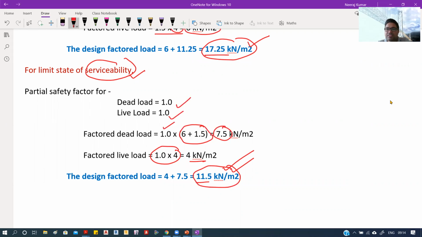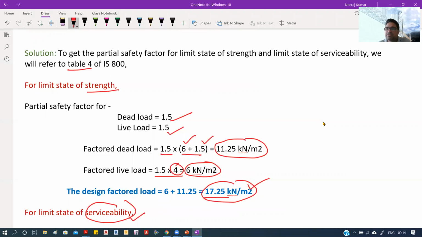Generally in our design, we calculate the load as per the limit state of strength, because when we calculate the load from this criterion, we are able to cover both aspects, strength and serviceability. And that is the main design principle of the limit state method.